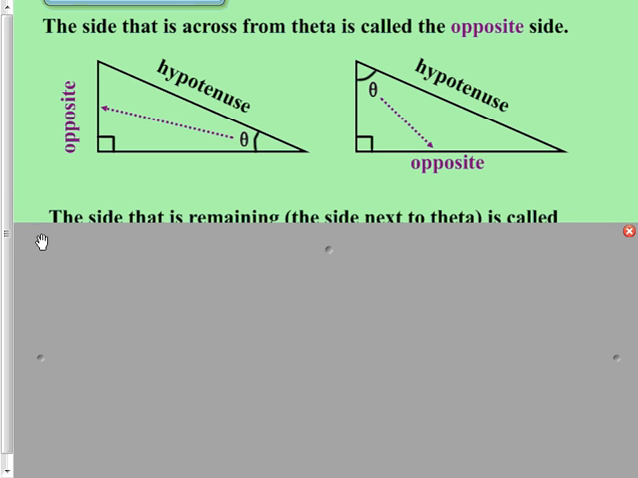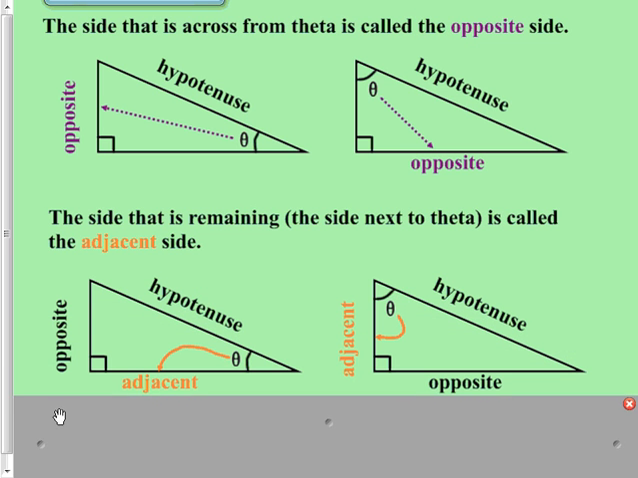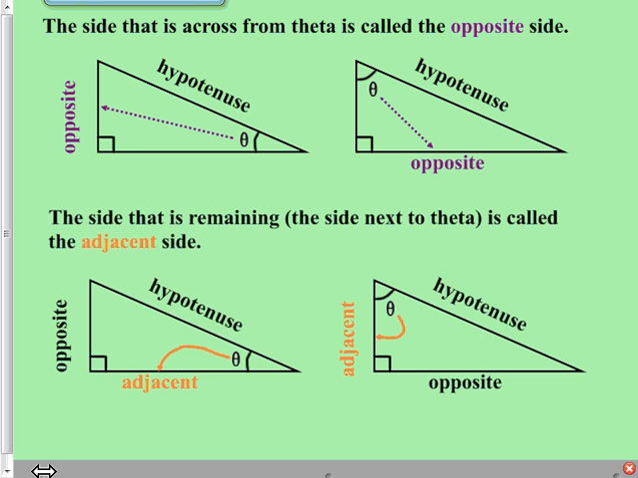The third and remaining side of the triangle, this is the one I leave until last because people do have a tendency to mess this one up when they're looking for it in the triangle. The remaining side, which is also next to theta, is called the adjacent side. Okay. And just like with the opposite side, the adjacent side will show up in different places depending on where your theta is at.